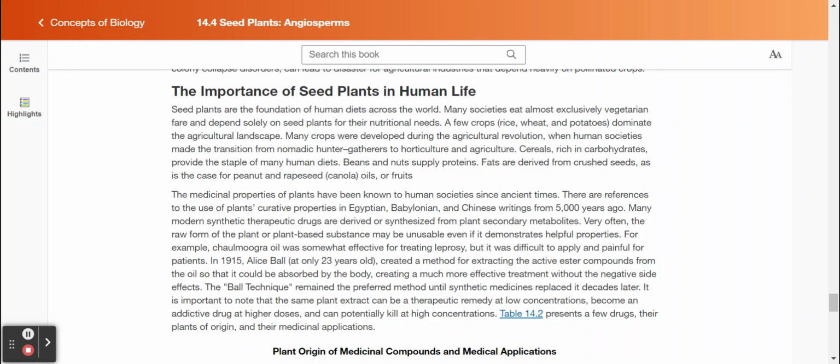It is important to note that the same plant extract can be a therapeutic remedy at low concentrations, become an addictive drug at higher doses, and can potentially kill at high concentrations. Table 14.2 presents a few drugs, their plants of origin, and their medicinal applications.